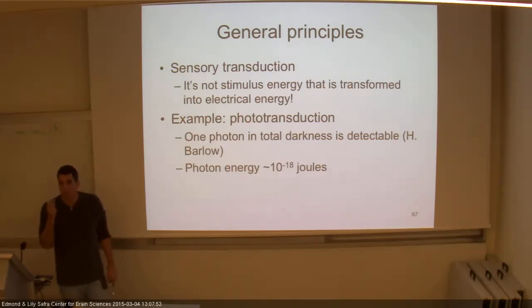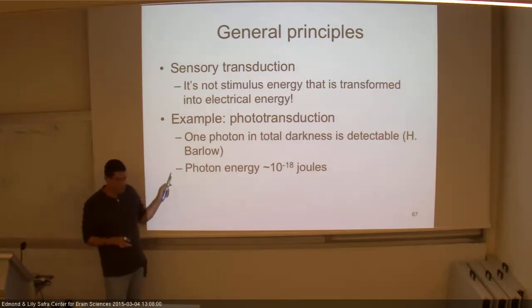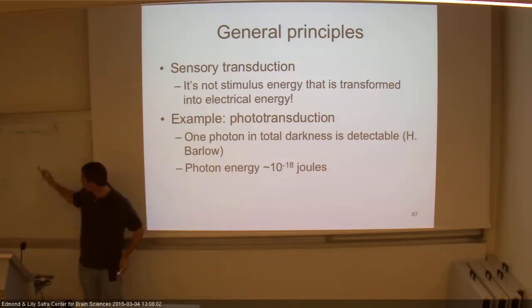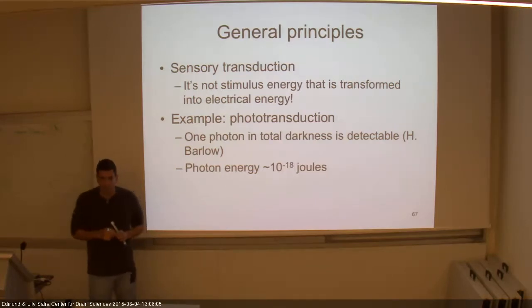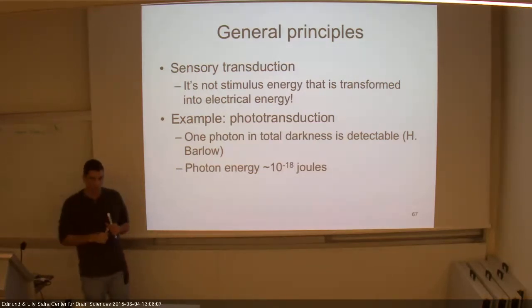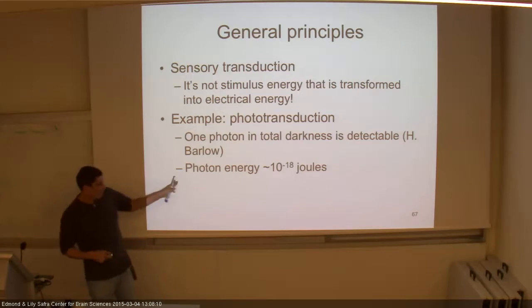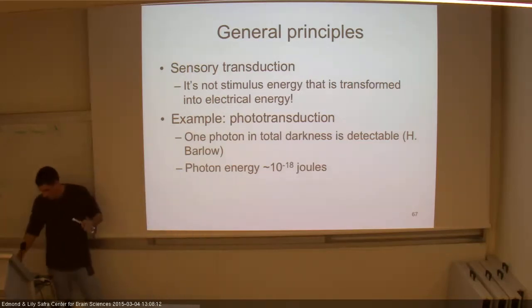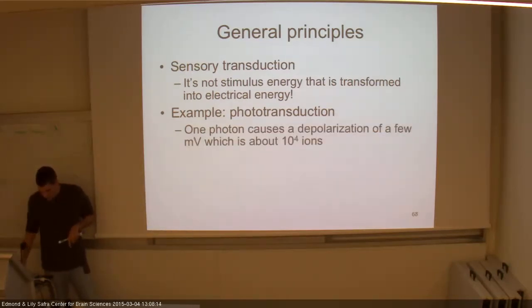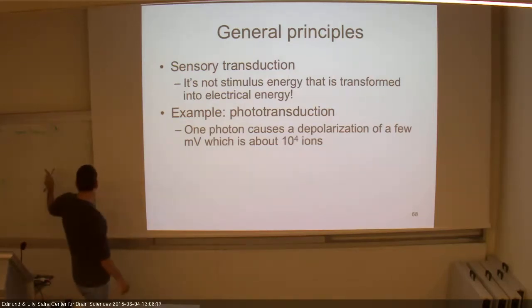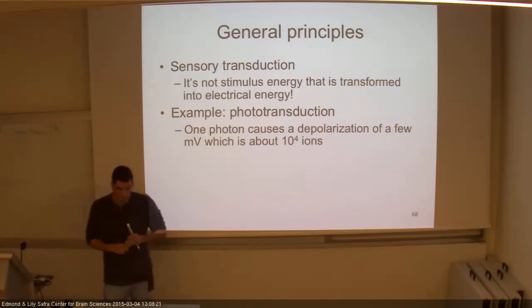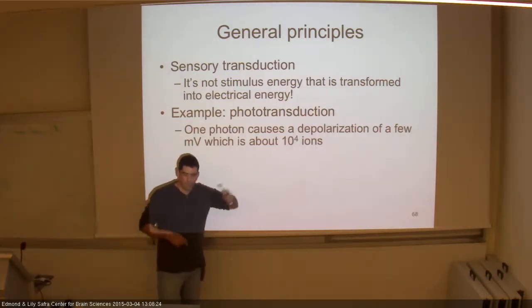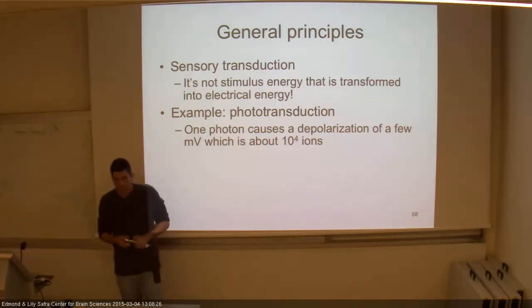Yeah, fine, but it's not equal. So look at this example. One photon, and we can detect one photon, will cause a membrane synaptic potential of a few millivolts. Now one photon energy is about 10 to the minus 18 joules. And in order to get that few millivolts, you need to pay in flux of 10 to the 4 ions through the membrane.